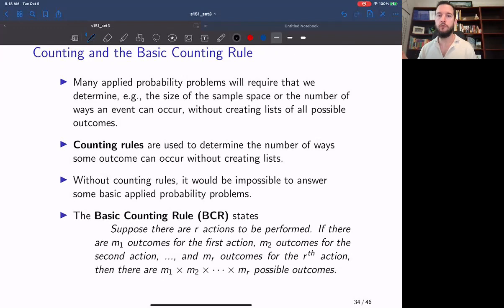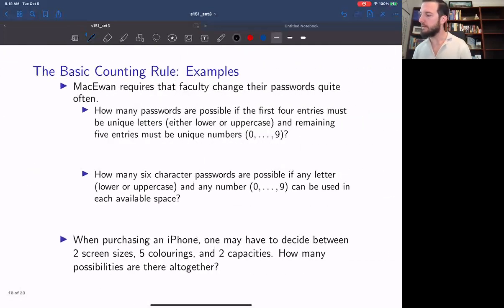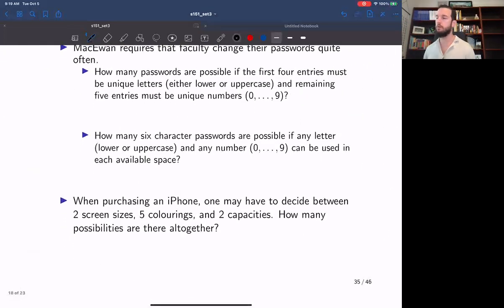The first counting rule is the basic counting rule. The basic counting rule just says that if you have R different outcomes or R different actions, the total number of possible outcomes within the space of interest is going to be all the ways the first action can occur times all the ways the second action can occur times all the ways the third action can occur, etc. Okay, so to illustrate this idea, I'll show you one quick example here.